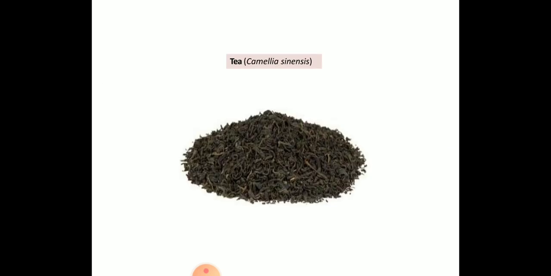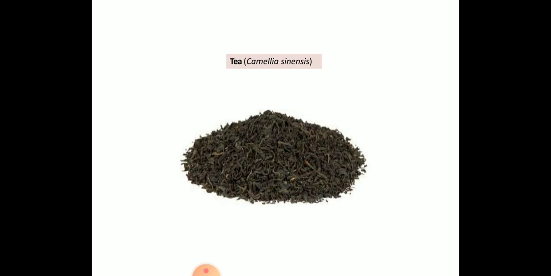The next group of economically important plants is the beverages. Usually the beverage plants are mainly utilized for the manufacture of drinks. One common beverage plant is the tea plant, especially the leaf of Camellia sinensis. So this leaf is used for the manufacture of tea powder.